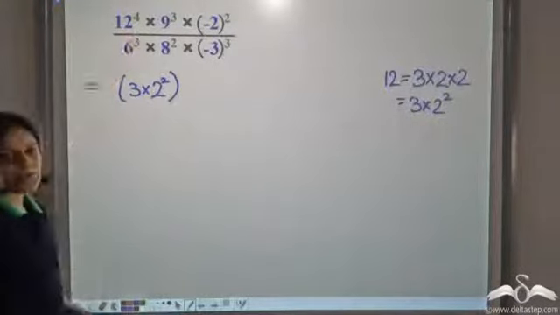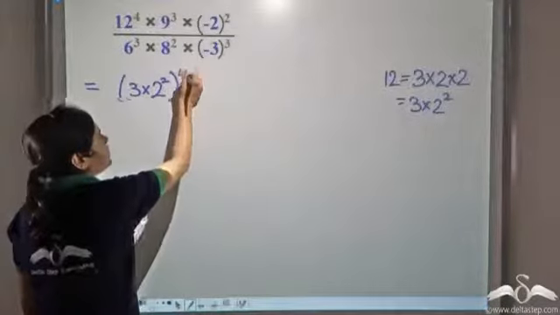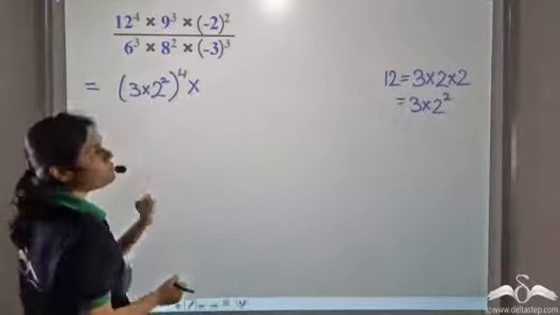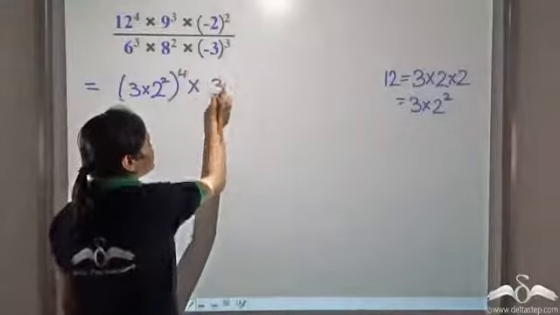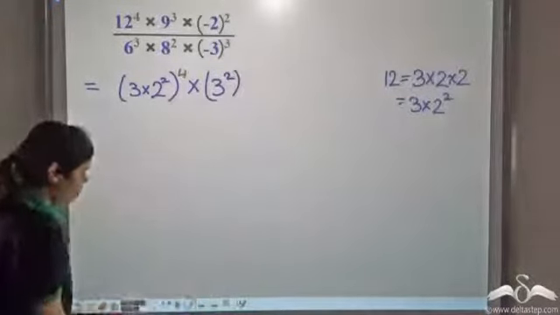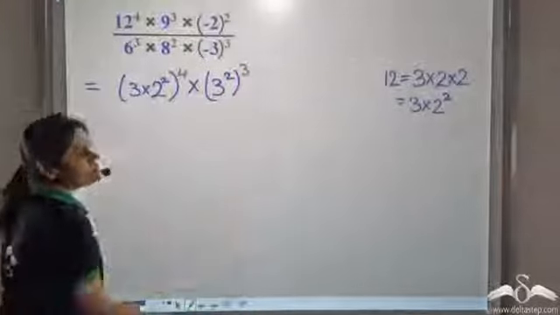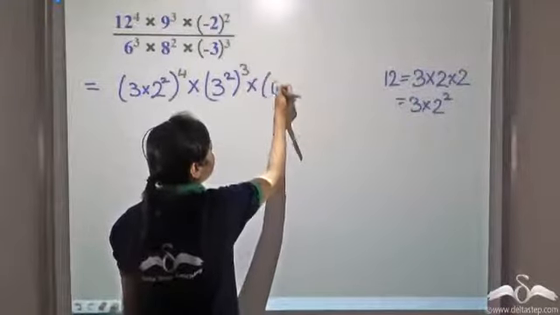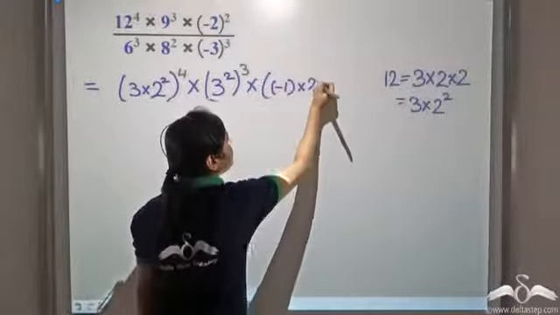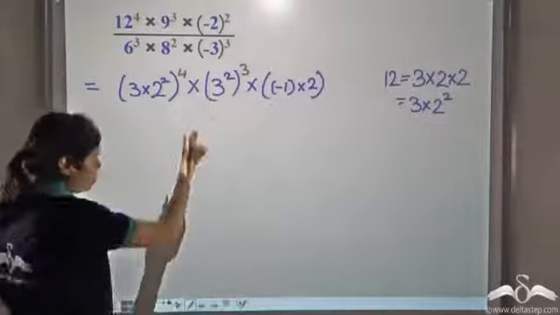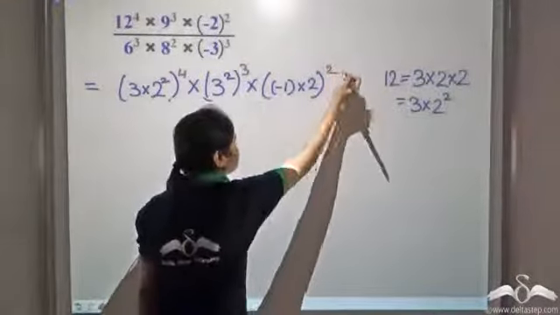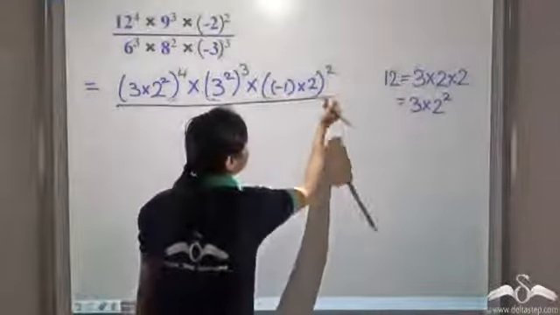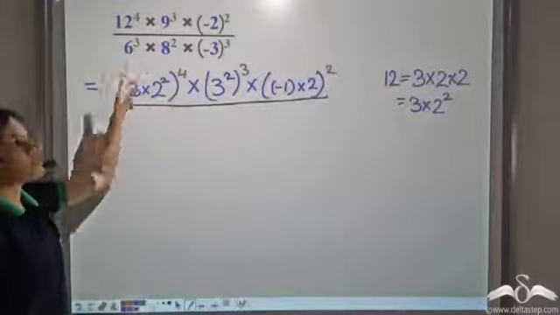and 12 raised to the power 4. So we write it to the power 4 into 9 cube. Now 9 is 3 square. So this is 3 square whole to the power 3. Negative 2 can be written as negative 1 into 2. And this whole to the power 2. So this is what we have on the numerator. This entire thing divided by 6 cube.